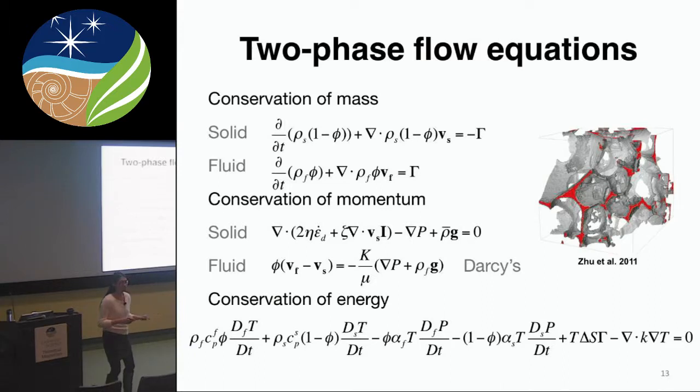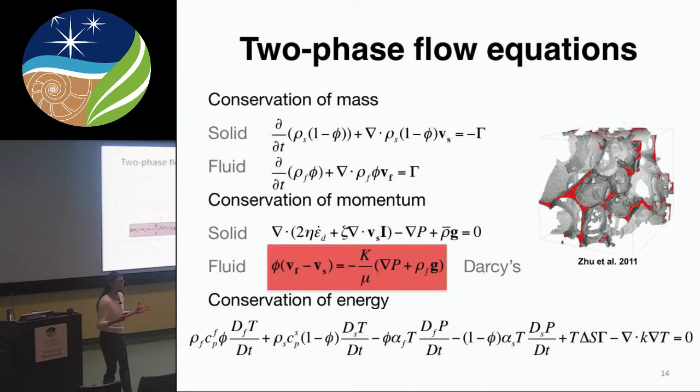But I really don't want you to focus too much on the equations. I just want you to focus on just one, which is Darcy's equation, which tells you about how melt segregates in a two-phase flow medium. So this is the porosity, which is the volume fraction of melt. And then VF is the melt velocity. Vs is the solid velocity. K is the permeability of the solid.